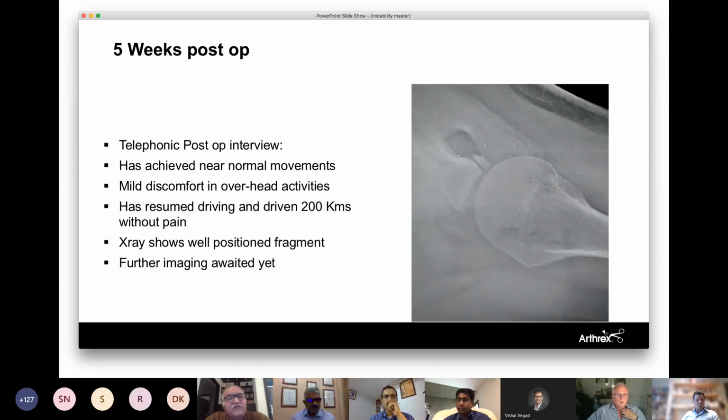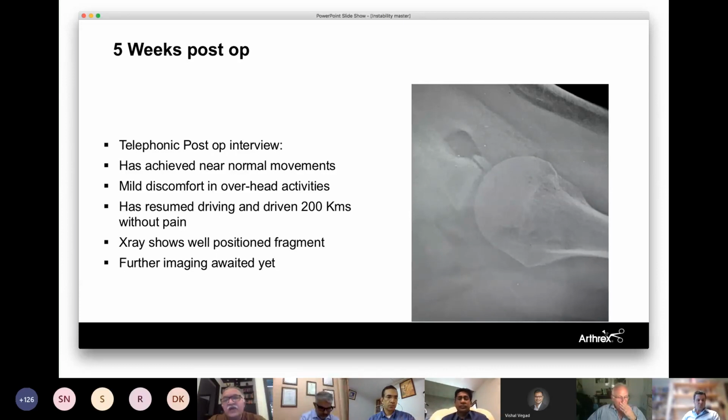It's mild discomfort in overall activities. He had to start early mobilization because he had to carry his parents who developed COVID. He had to drive them to the hospital, and he did not even inform me. But he is doing reasonably well, and I asked him to go for X-rays at 5 weeks.